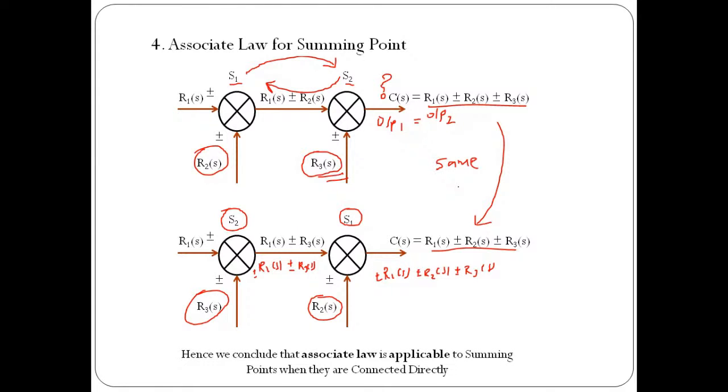The thing is that these two points must be connected directly. That means they do not have any takeoff point or any functional block in between them. Then it is possible to swap or interchange the position of the summing points. So I want everybody to please note down this point. This is very important, and depending upon the structure given to us, we need to apply this logic. So you have to remember this.